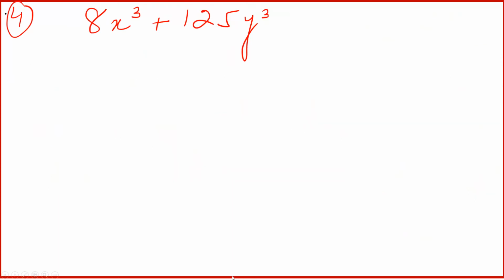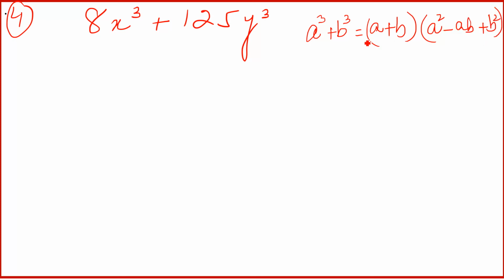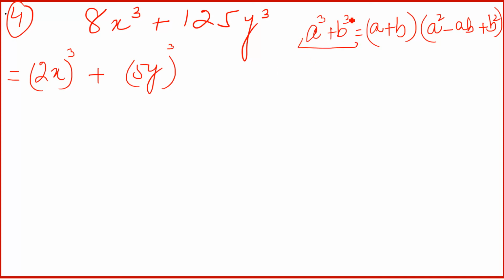Okay, one more question. So this is positive. What do you think? This is a cube, same thing, plus b cube. A plus b, how you will expand it? I will write down again and again. In this way, you will learn more. Plus b square. So we have to make this one, right? Cube of the first one, cube of the second one. So what is this? Cube of 2x cube, and this is 5y cube. So we made this portion a cube and b cube.